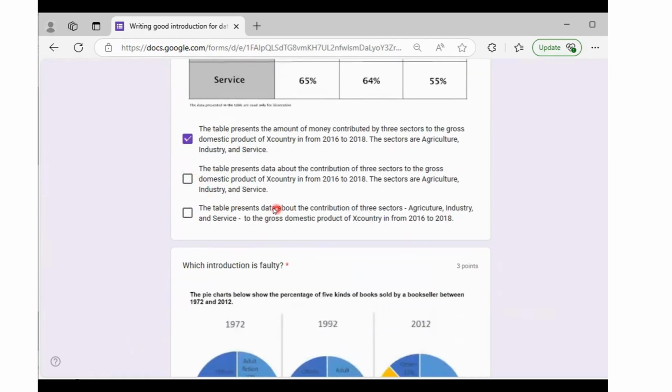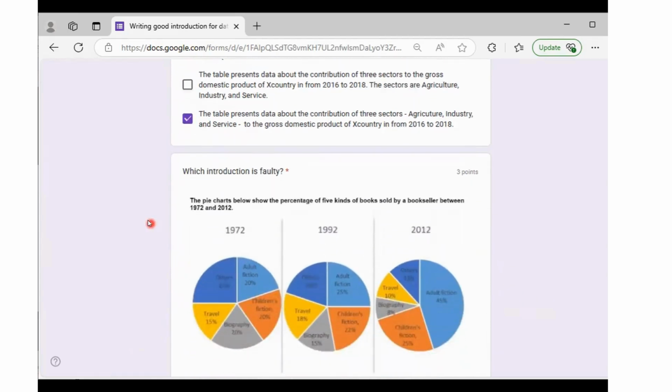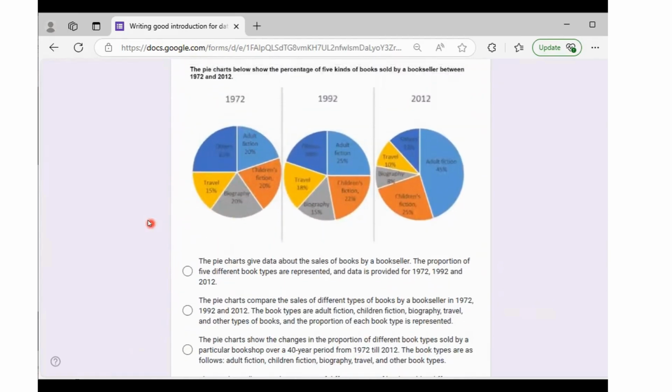Number 3, the table presents data about the contribution of 3 sectors, agriculture, industry, and services to the, yes. Number 3 is also wrong. Let's look at the next one.